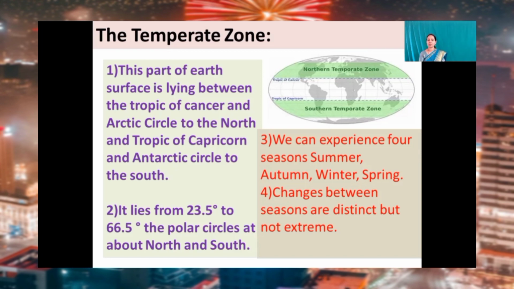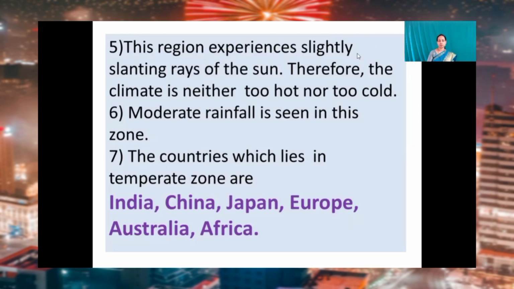See here in the image we have a green shaded part. What does it symbolize? Exactly true. It symbolizes the temperate zone. This region experiences slightly slanting rays of the sun. Therefore, the climate is neither too hot nor too cold. Moderate rainfall is seen in this zone. The countries which lie in the temperate zone are India, China, Japan, Europe, Australia, Africa.